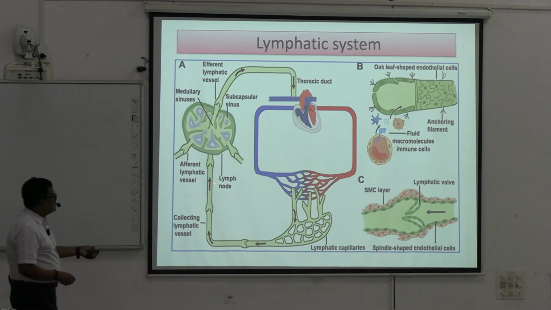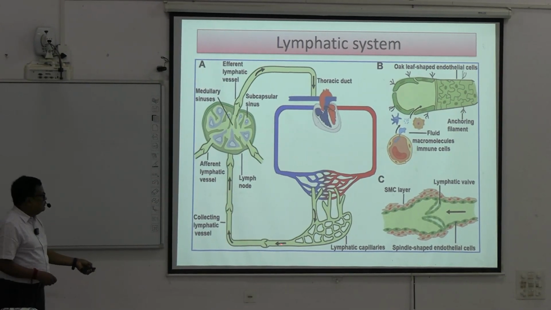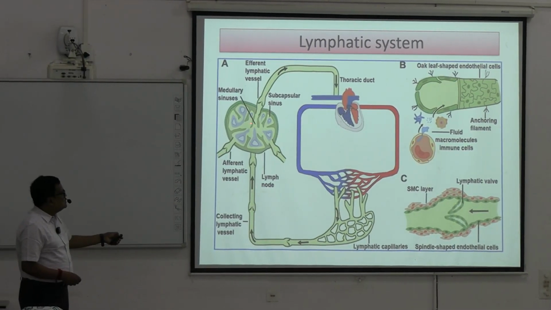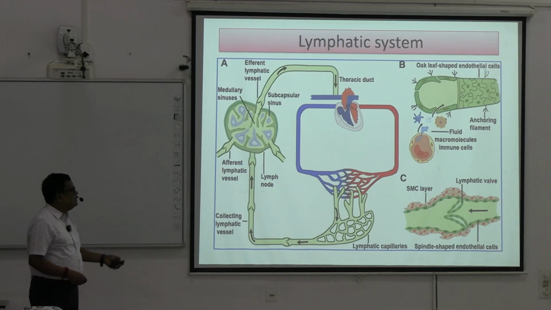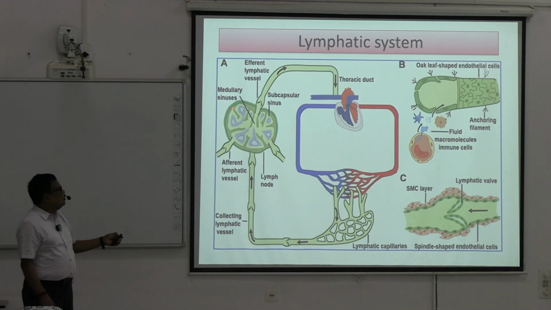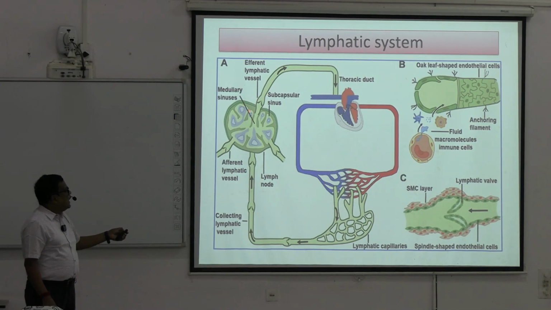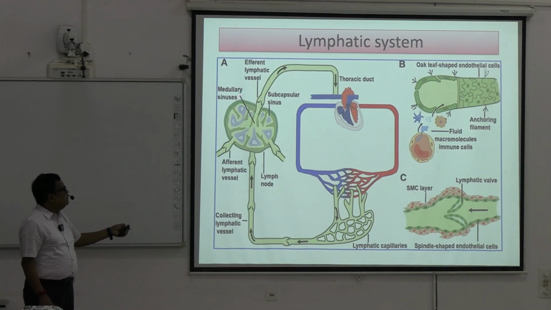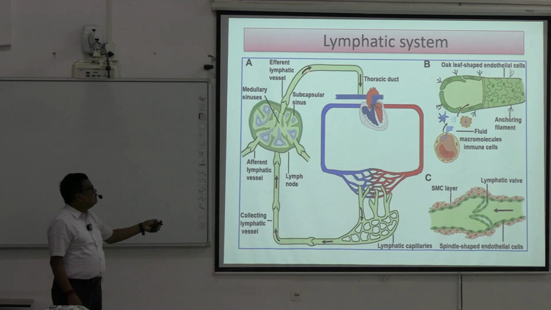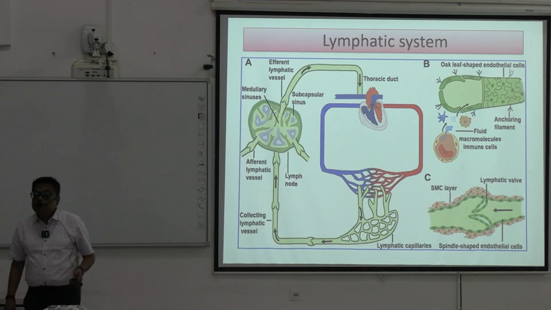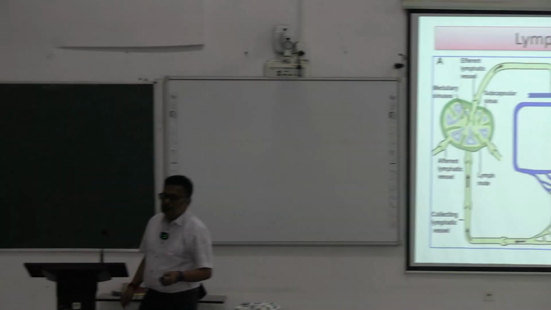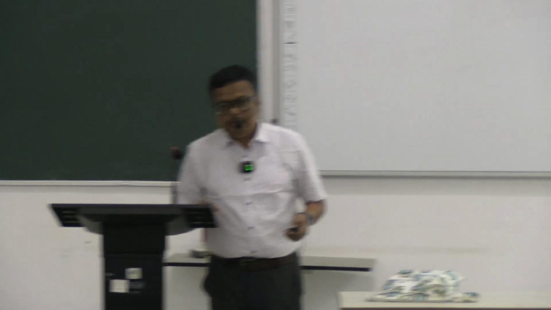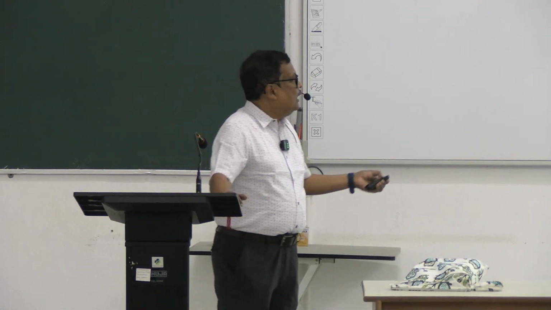And these lymphatics which carry the lymph from the tissue towards the lymph node, we call afferent lymphatic vessels. And those lymphatic ducts which carry the lymph away from the lymph node, centrifugally, we call efferent. So these are the afferent and efferent.